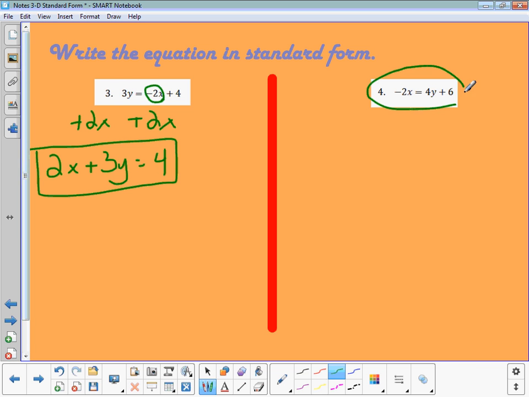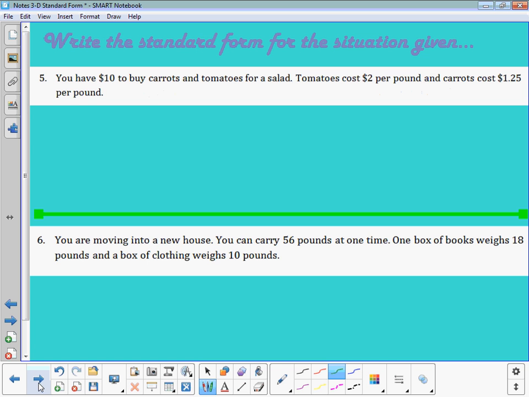I want to see if you can do something similar with number 4 on your own. So all you have to do on number 4 is figure out how you can get that 4 over to the other side, that 4y. How can you get that over to the other side? Now let's take a look at writing some of these out. That can sometimes be the toughest part.